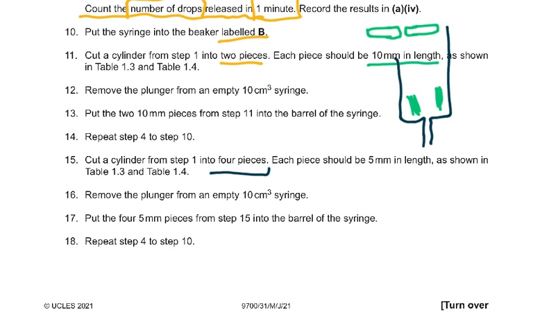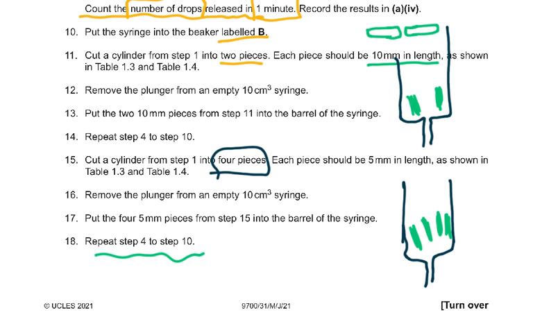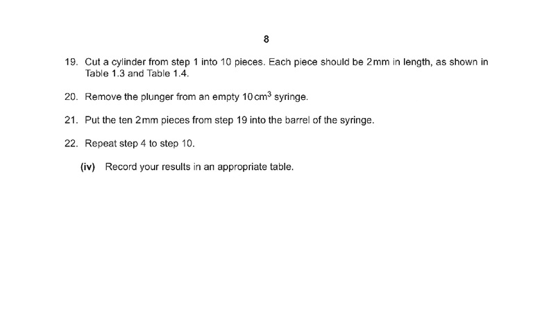Then you cut it into 4 pieces. So you take another syringe, right? And now you cut it into 4 pieces. So now you've got 1, 2, 3, and 4 pieces in it. Each piece would be 5 millimeter in length, and remove the plunger, put the 4 5 millimeter pieces into the barrel of the syringe, and then you repeat step 4 to 10. Again, the same story again.